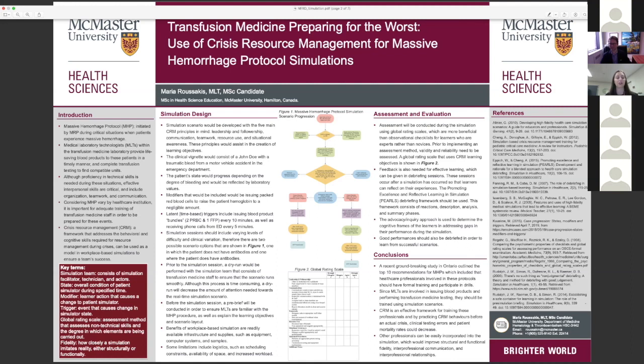Under communication, it was communicates needs to team members. For example, assistance from other MLTs, requesting type and screen sample from clinical unit. Respectful communication is maintained with all staff. Assigned tasks to team members are communicated effectively using a closed loop system.